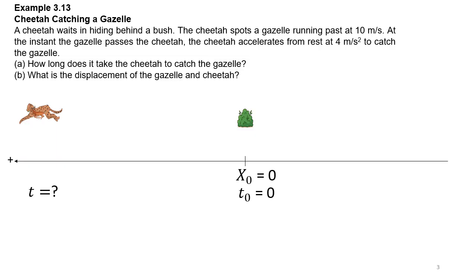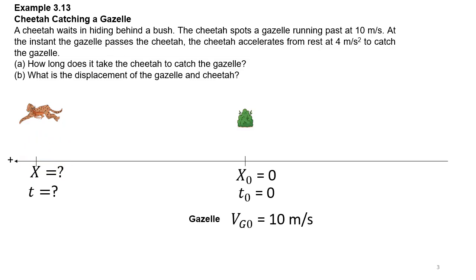Now we don't know what time the cheetah is catching the gazelle. That we need to calculate. That's the first part. Also, we don't know the position; we need to calculate where the cheetah catches the gazelle. So the displacement is actually x minus x0. Since x0 is equal to 0, we just need to find x.